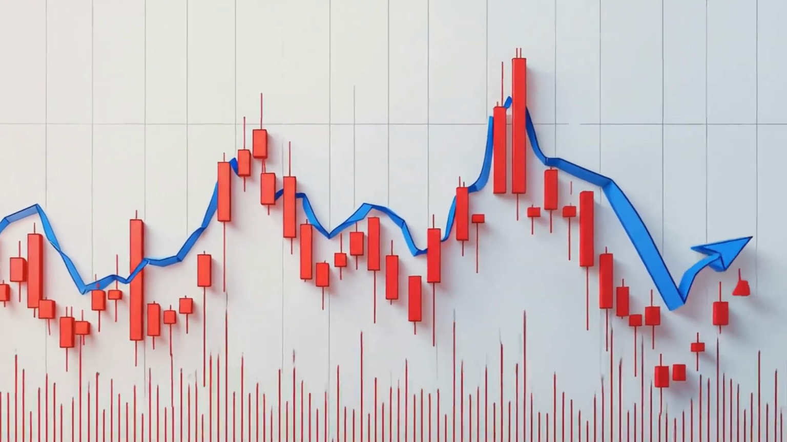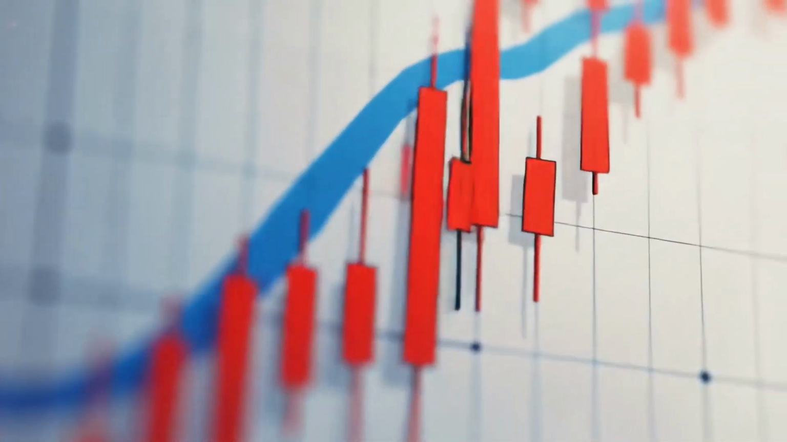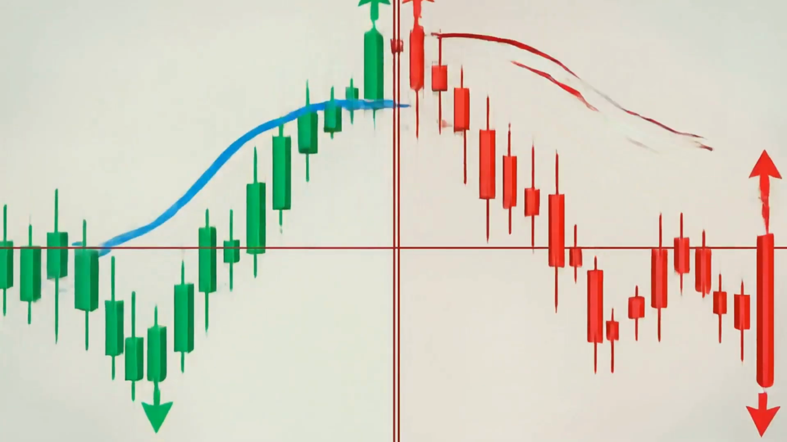During a downtrend, the moving average tends to serve as resistance, preventing prices from rising above it and indicating potential continuation of the downward trend.